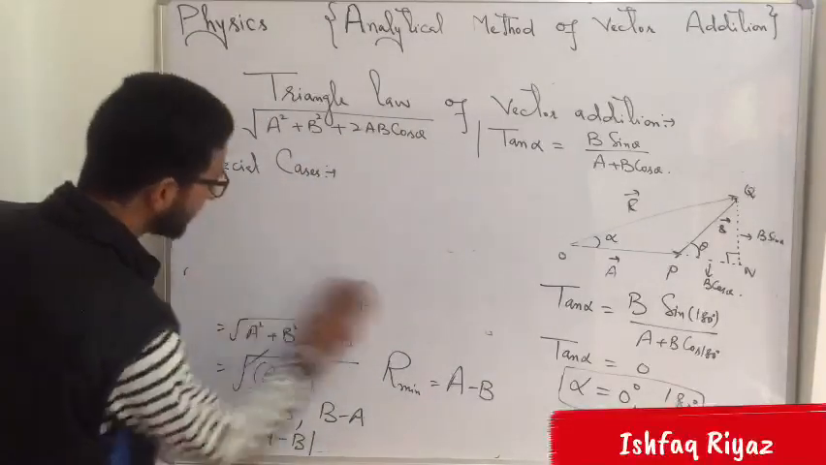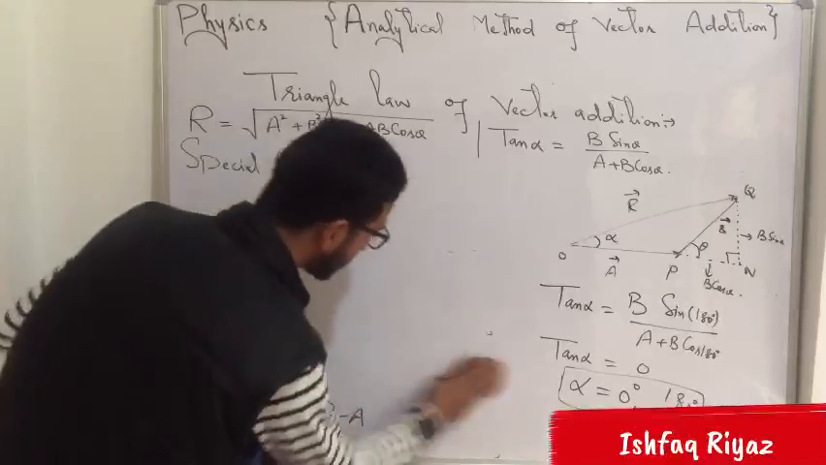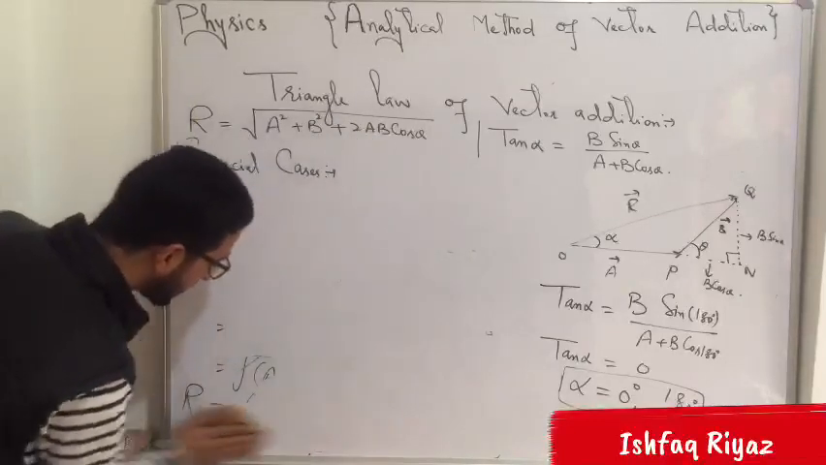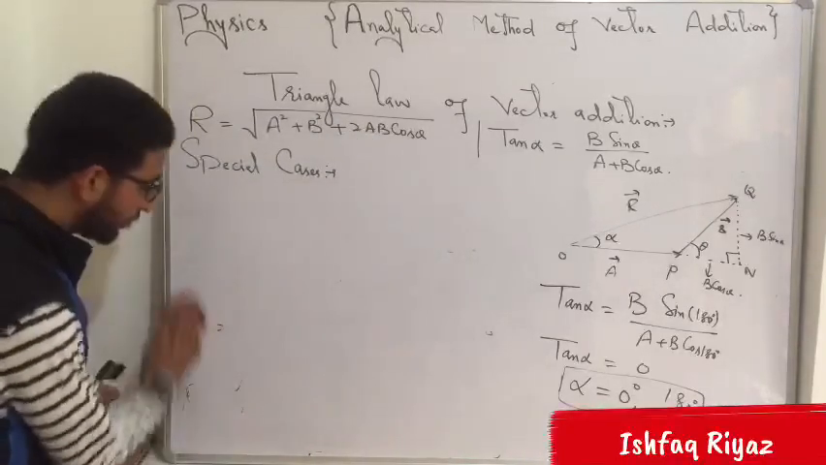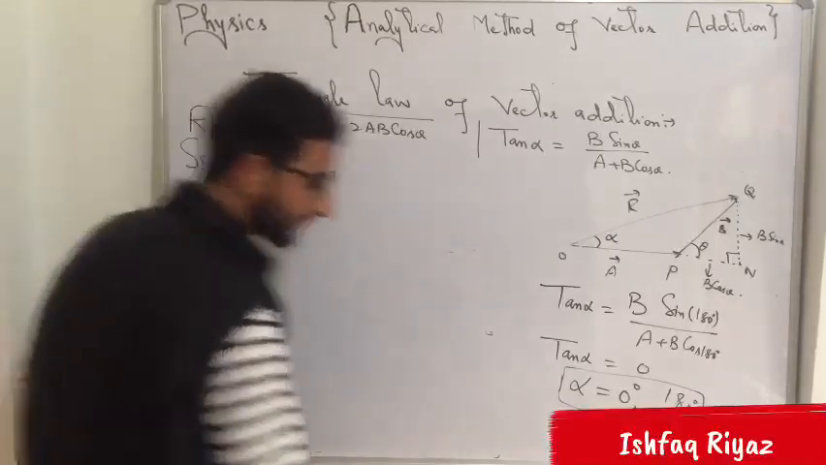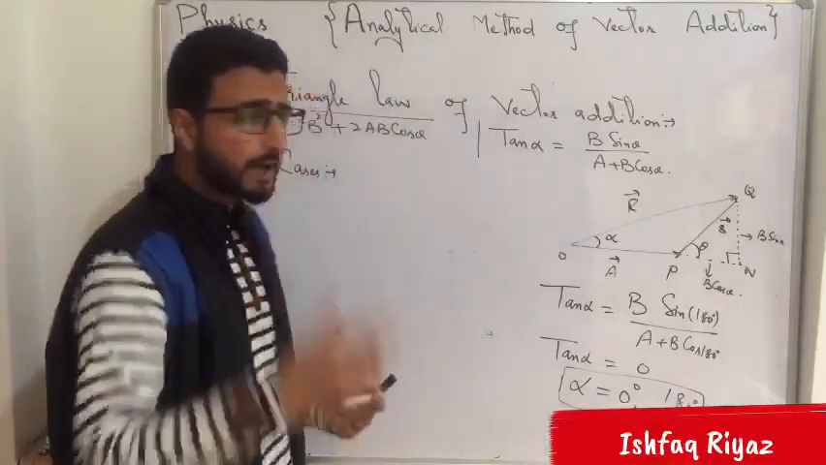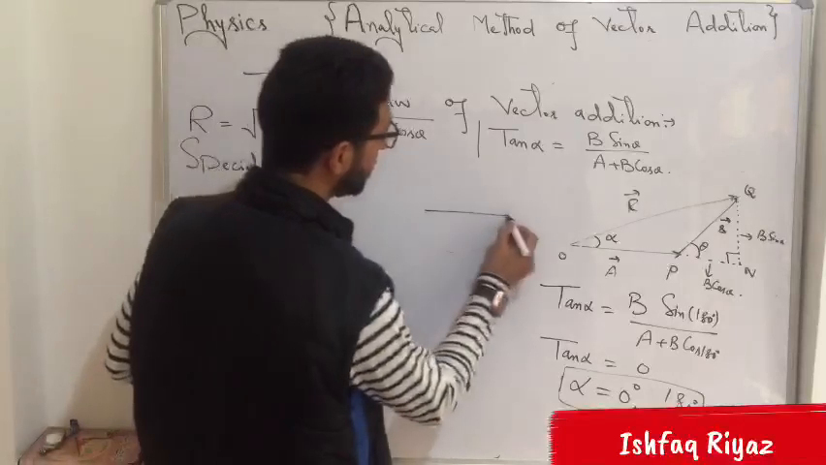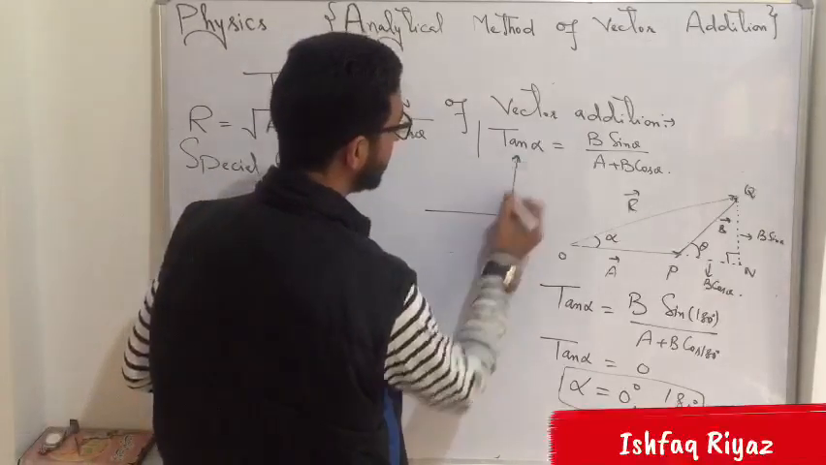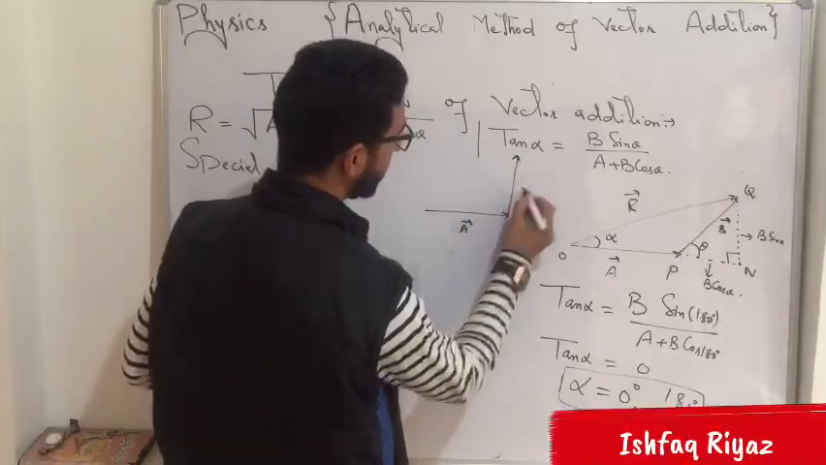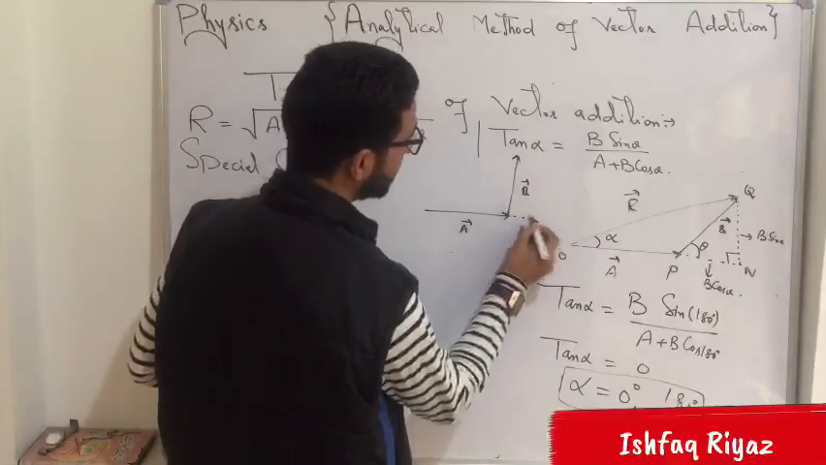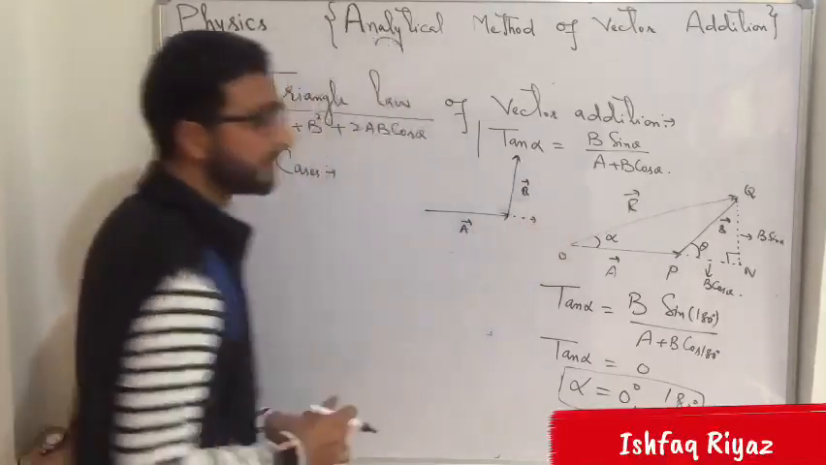Now the case third will be if the two vectors are acting at right angles to each other. I mean if the two vectors are orthogonal. So if the angle of inclination between the two vectors is equal to 90 degree, like this. If this is vector A, this is vector B, this is equal to 90 degree, I mean the angle between the two vectors.